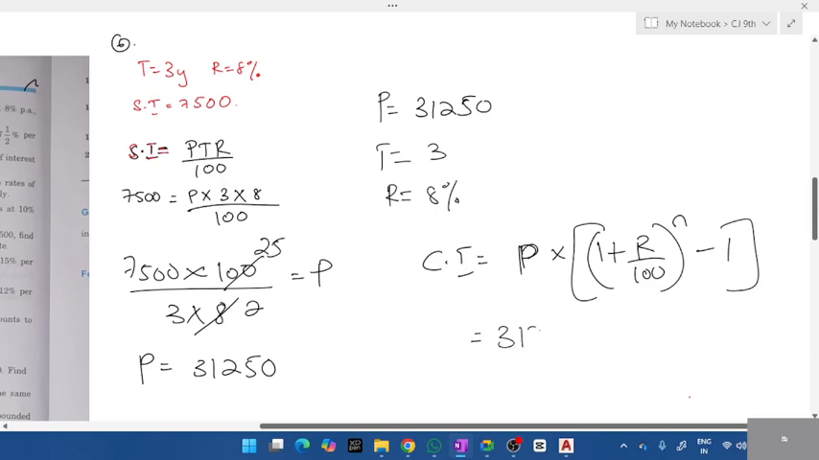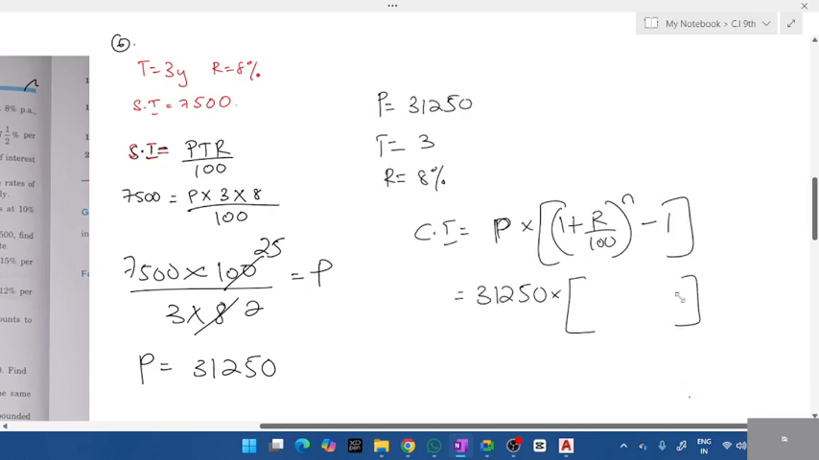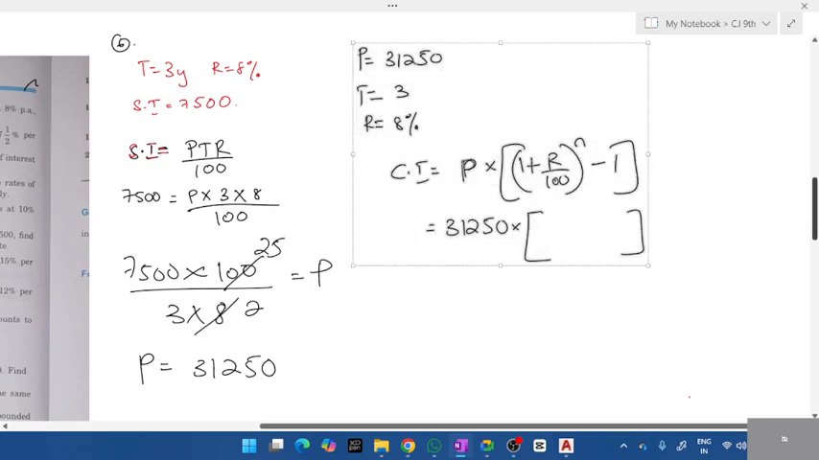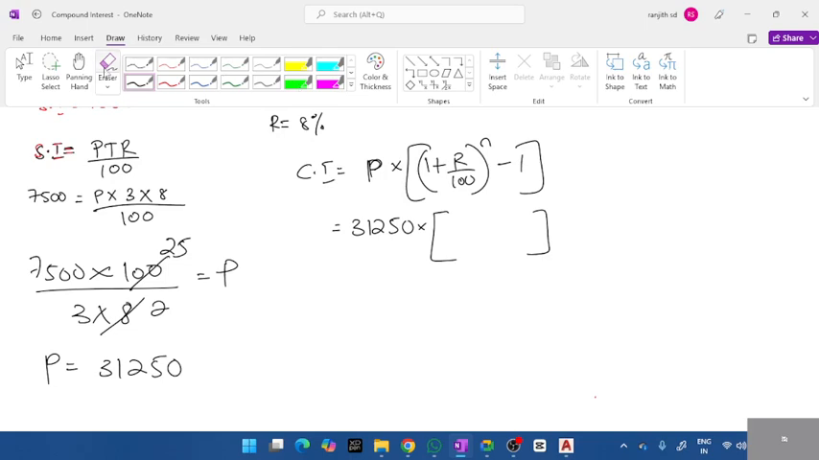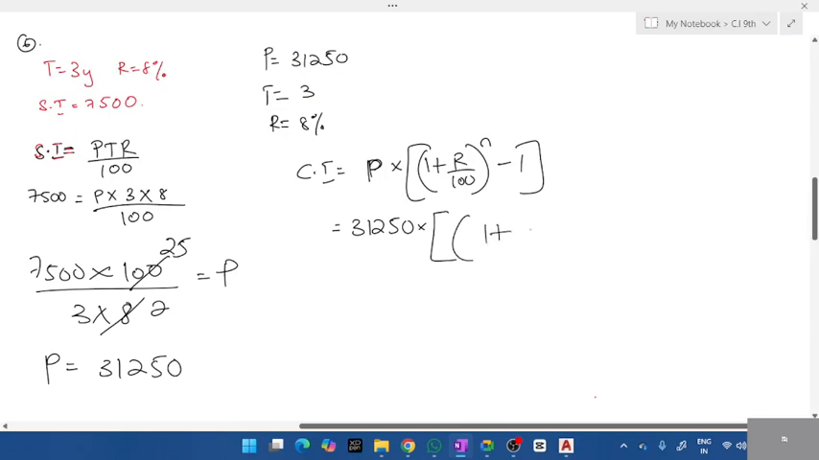So P is equal to 31,250 multiplied by, okay, multiplied by what should I write here, students? R is 8 by 100, to the whole power. What is N? N is how many years? 3, minus 1.